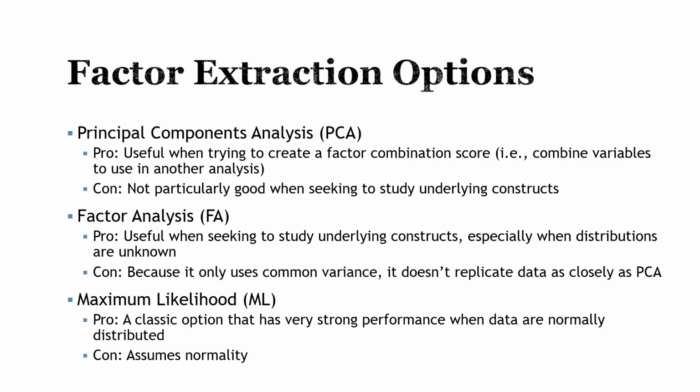So again, three options: principal components, factor analysis, and maximum likelihood. My personal default is factor analysis. I tend to use factor analysis when I'm analyzing survey-style data. For me, again, I'm trying to understand the underlying constructs, so principal components analysis isn't what I'm particularly interested in. I use factor analysis. I also just don't want to assume normality of my items when I'm analyzing survey data.